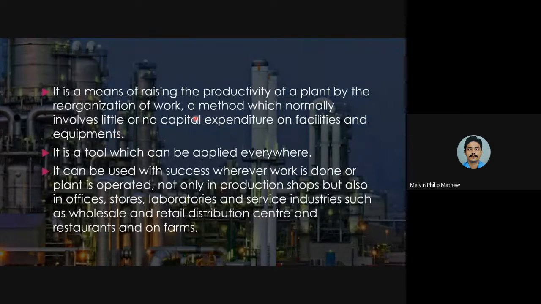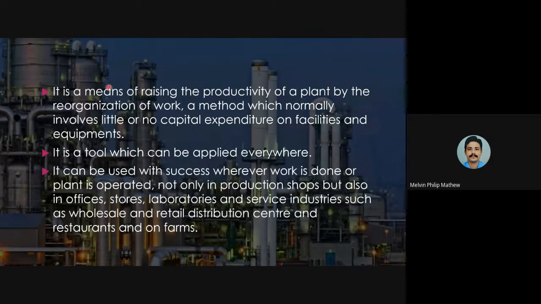Then it is a means of raising the productivity of a plant by reorganization of work, a method which normally involves little or no capital expenditure on facilities and equipment. Once we are finding a method for increasing the productivity of a plant, we are reorganizing the work, maybe the process of the work or the order in which the operations are carried out. While changing this, the facilities used are not changed. The same operations are carried out and the same facilities are required, but only the order of the operations is changed, and this raises productivity, if the engineer determines it properly. That is how it is done.